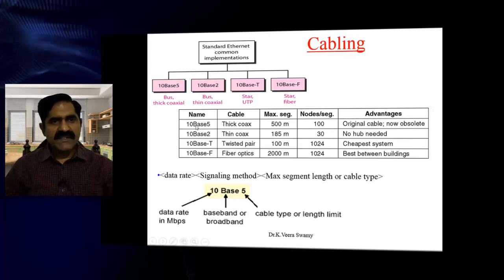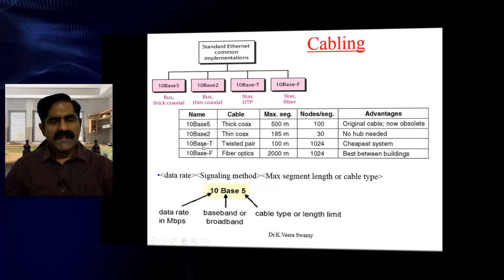So this is the discussion of the name. The first possibility is thick coaxial cable, the second is thin coaxial cable, the third is twisted pair, and the fourth is fiber optics. So why do you need all these types of cables? Earlier, in the beginning days, thick coaxial cable was installed in a particular room. From that, various connections were taken with the help of thin coaxial cable. So this is the basic idea of the cabling.